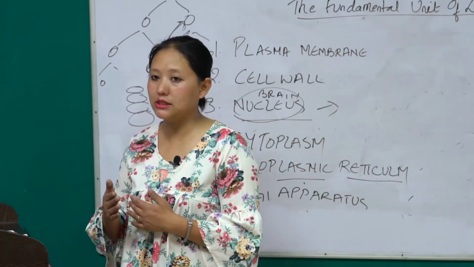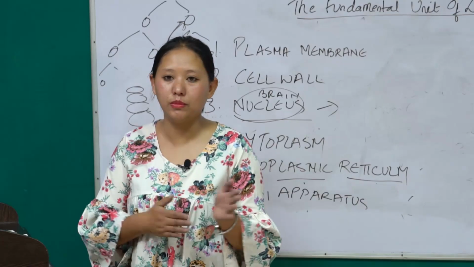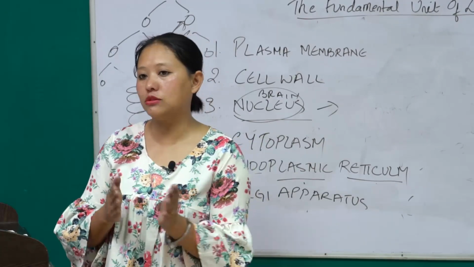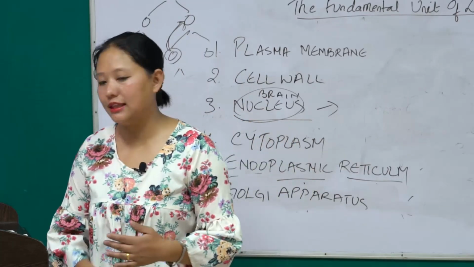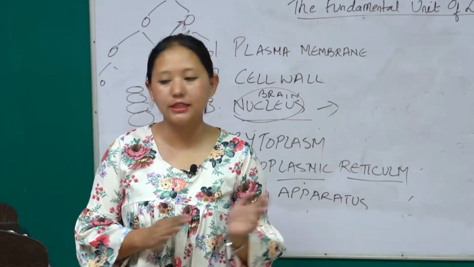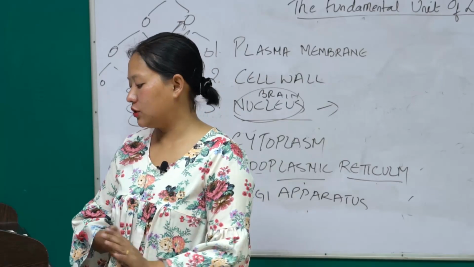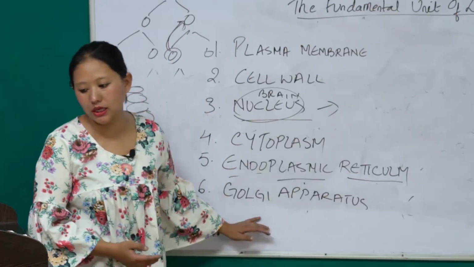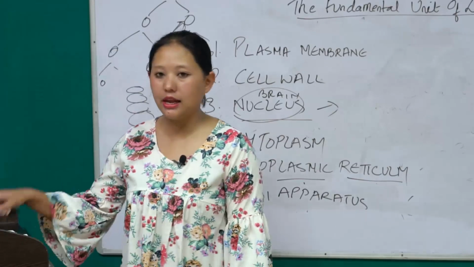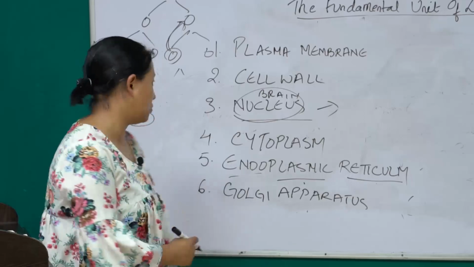In order to reach the different parts of the cell, these substances have to be packed first, and then transported to other parts of the cell. So they are packed in vesicles, and then dispatched to various parts of the cell. So packaging and transporting is taken care of by this Golgi apparatus. And the next cell organelle is lysosomes.